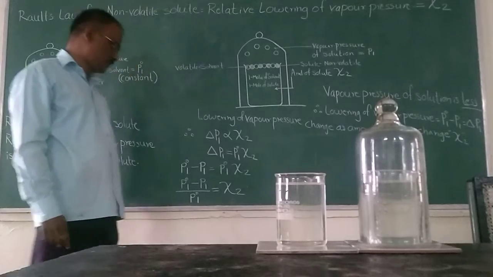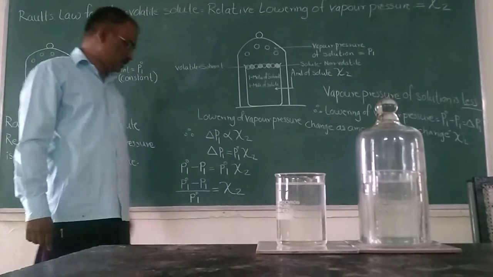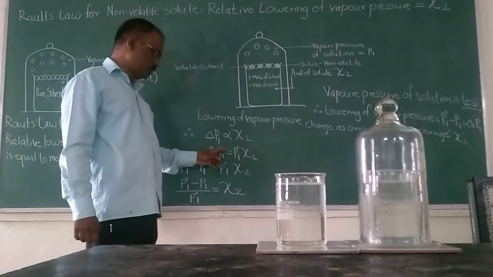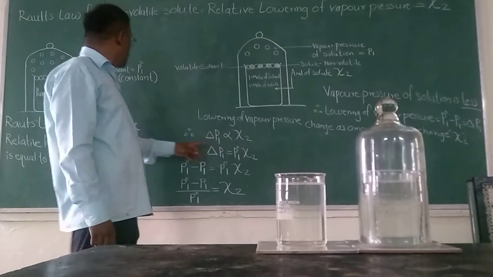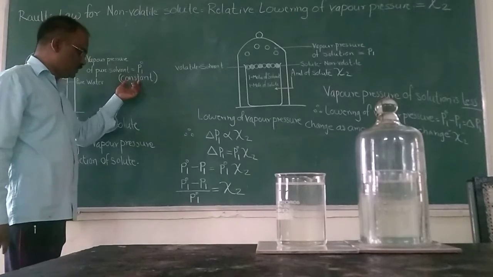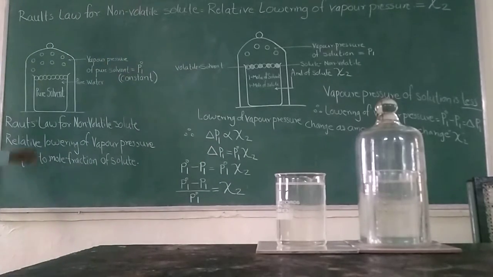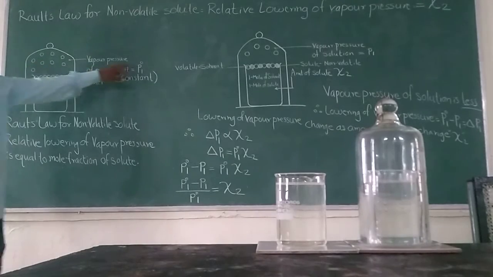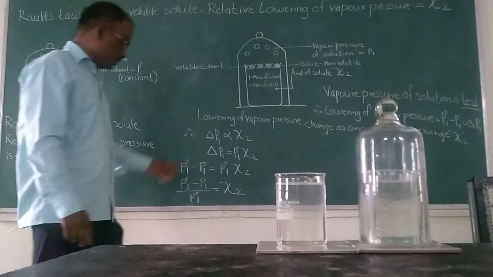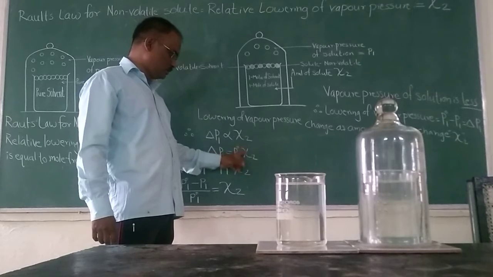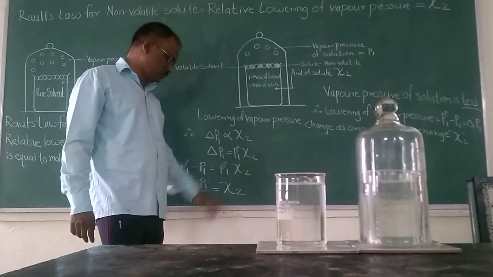Now, whenever I have to remove this proportionality sign, I have to put an equal to and one constant. Here I have written the constant value as P01, because we know that the vapor pressure of the pure solvent is always a constant value. So the lowering of vapor pressure is equal to P01 into X2.